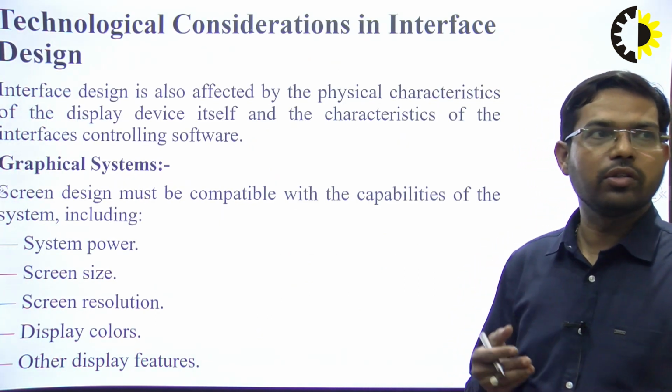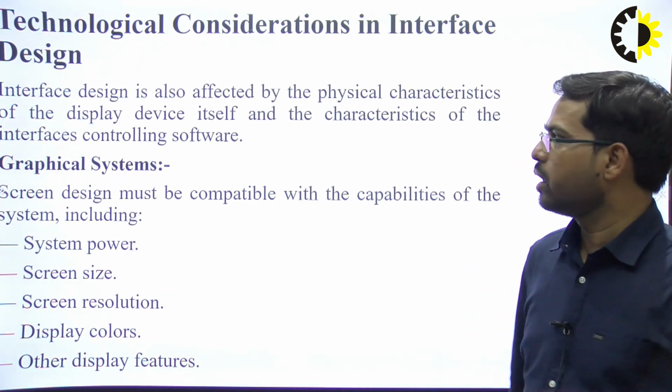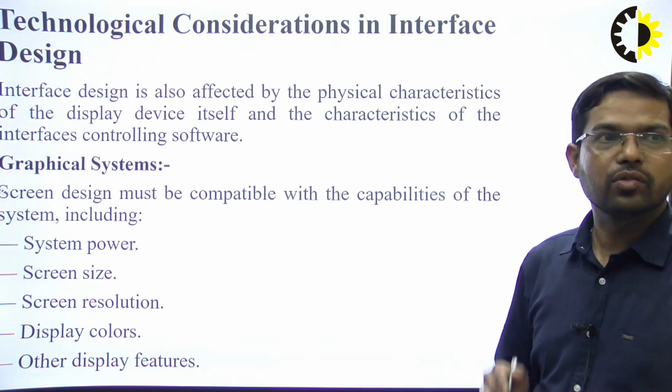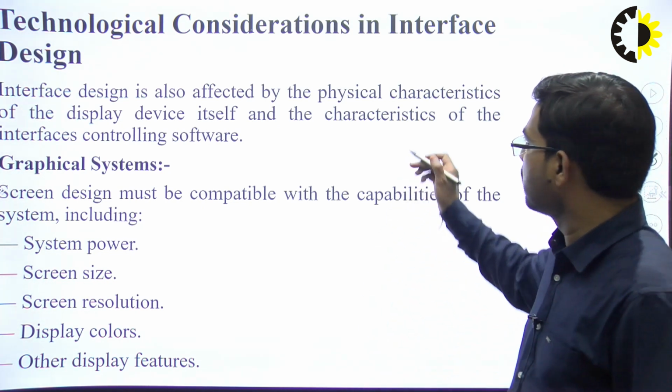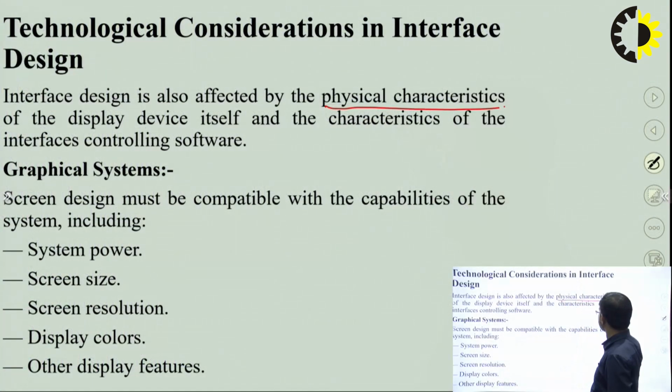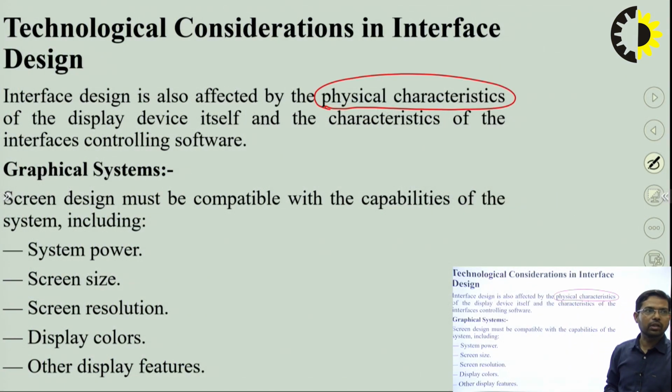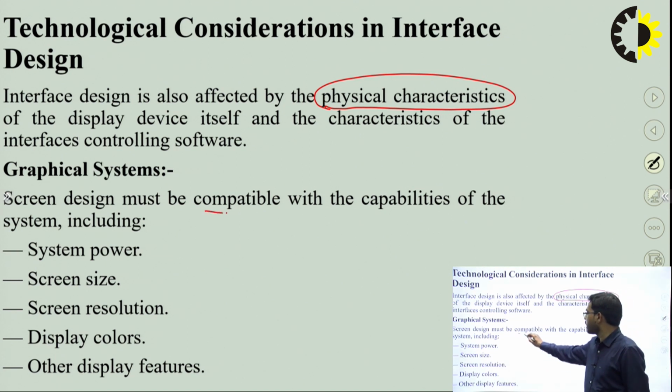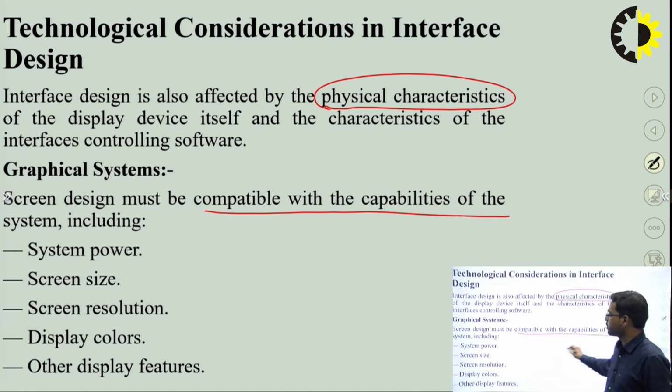So, technological considerations in interface design: the interface design is also affected by the physical characteristics. You know very well that physical characteristics means what the user sees physically, the display device itself, and the characteristics of the interface controlling software. Graphical systems means screen design must be compatible with the capabilities of the system, including first, system power.